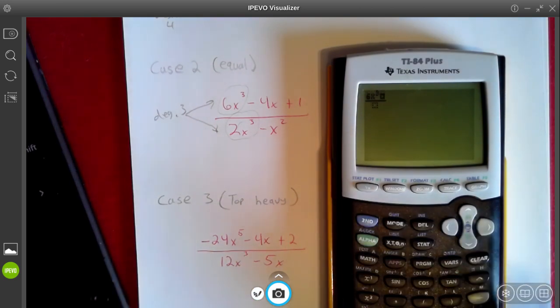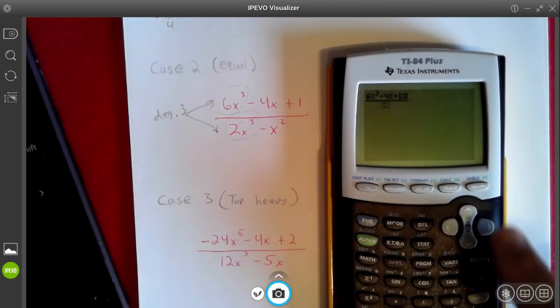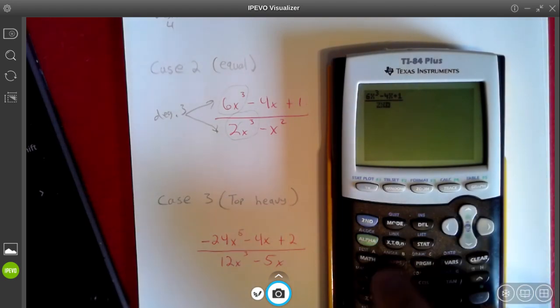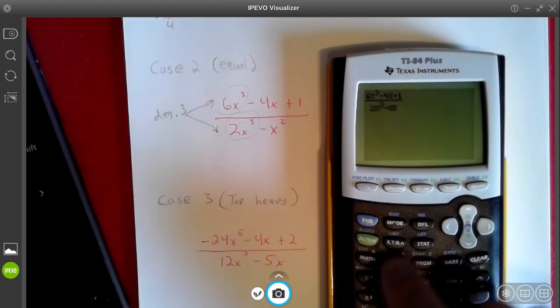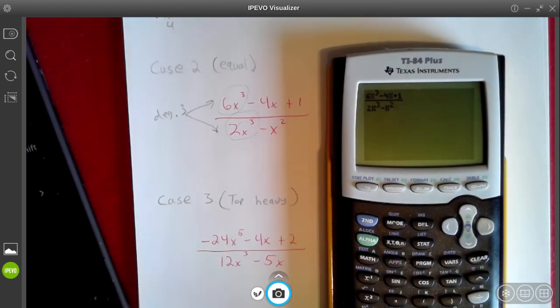6x to the third minus 4x plus 1, over 2x to the third minus x squared. Okay. All right, we're getting 3.0197. So we're not going to infinity. We're not going to 0. Let's do a larger value, say 1,000 stored at x.